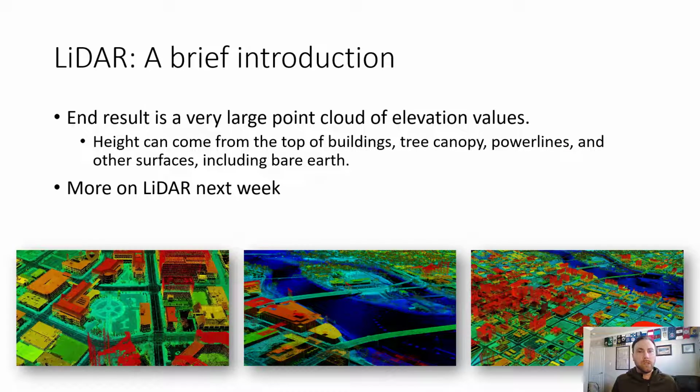So the end result is a very large point cloud of elevation values. Every single returned bounce essentially measures the distance from the origin to the surface, and then it creates an elevation from that. And the height can come from the tops of buildings, tree canopy, power lines, other surfaces, including the bare earth. And because so many pulses are sent out within a short period of time, we end up with a very high resolution model, okay? Those models can be so precise as to be 1 centimeter resolution or even greater at this point. And as I said, we'll talk more about LiDAR next week and the week after.